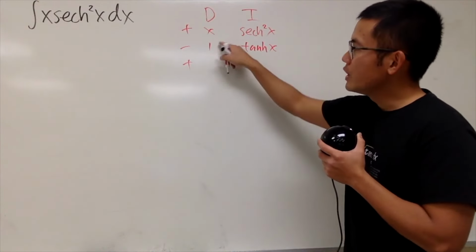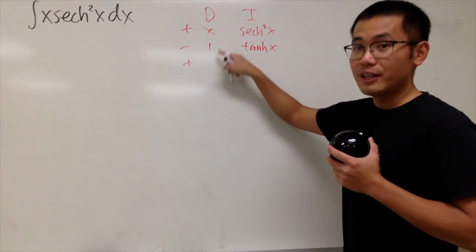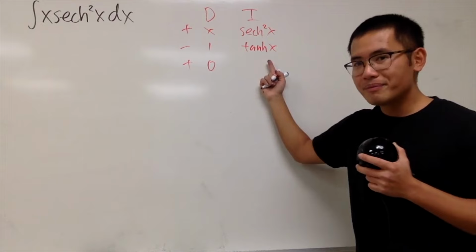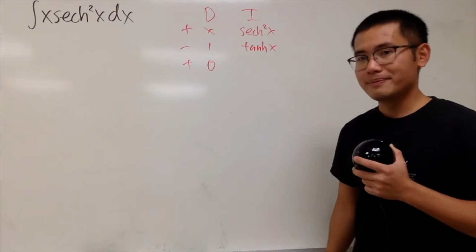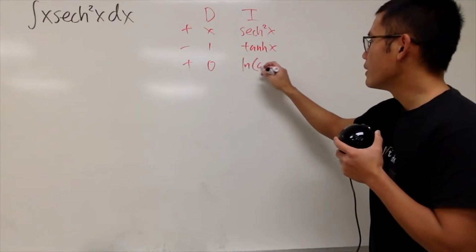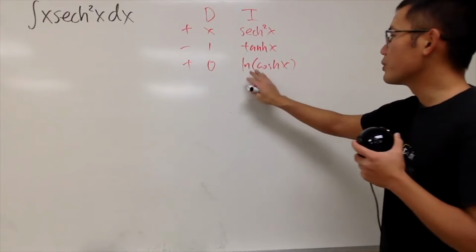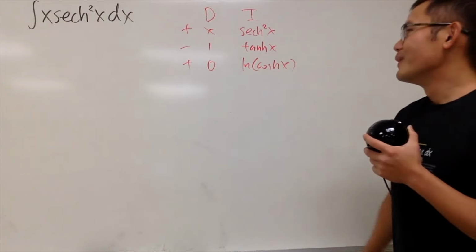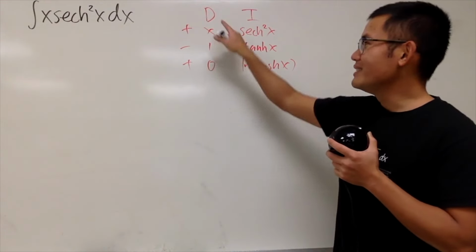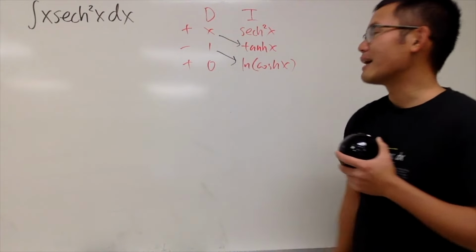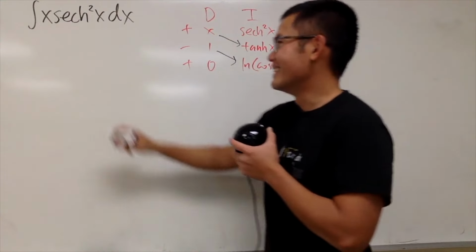And now, can we keep going? Sure, right? Differentiating 1, we get 0. That's good. And can we keep going? Can we integrate tanh x? Yes. And the answer for that is natural log of cosh x. You don't need absolute value because cosh is always positive. Therefore, we're done because we have the 0 in the D column. So that means the answer is just this times this times that. Yeah, that's it.